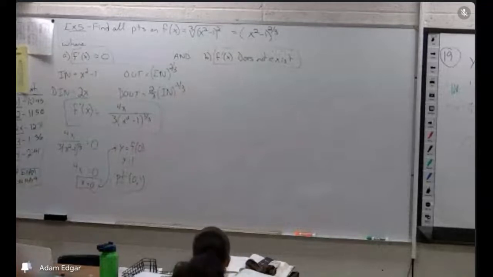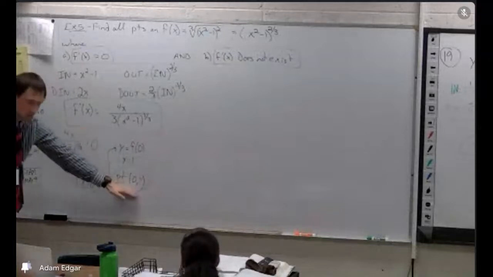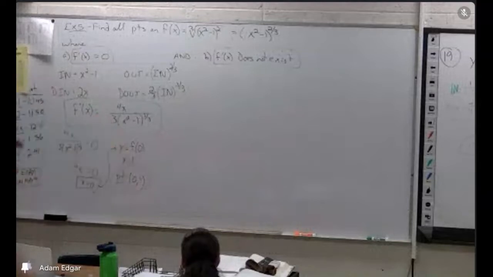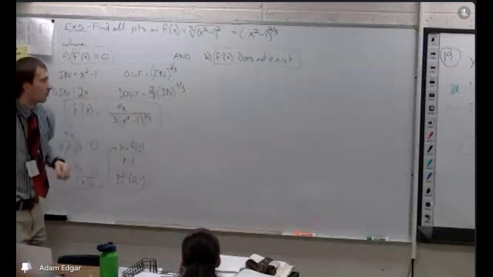So now you know derivative equals 0 at this point, 0 comma 1. What would that mean about our tangent line? It's flat. What do we call a flat line? Horizontal. So this is where our tangent line is horizontal. Moving on, when does the derivative not exist?